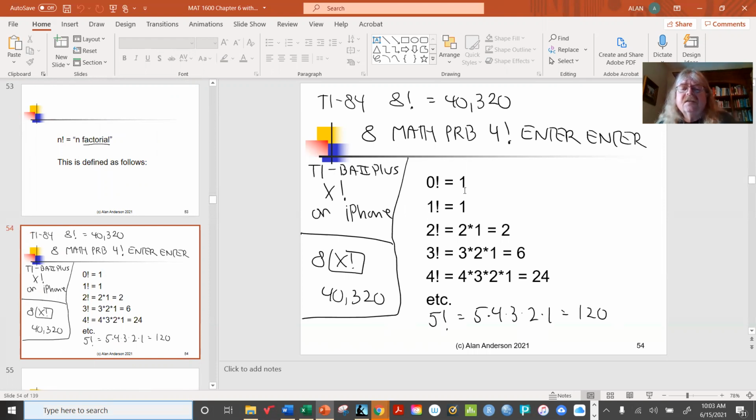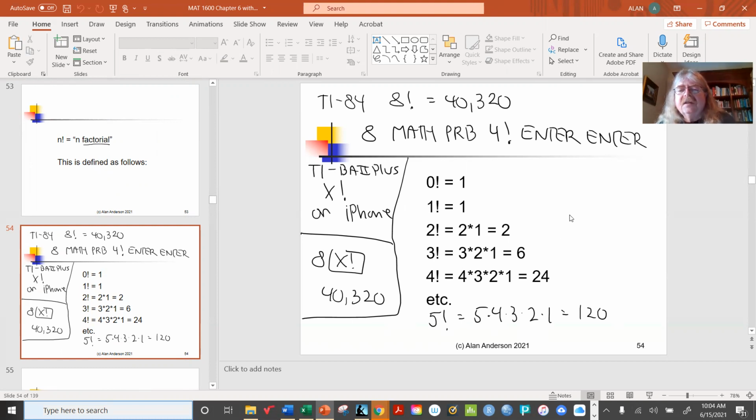The first two are easy. 0 and 1 factorial are simply equal to 1. And then after that, it gets interesting. 2 factorial is equal to 2 times 1. 3 factorial equals 3 times 2 times 1. 4 factorial is 4 times 3 times 2 times 1. And so you get the idea.